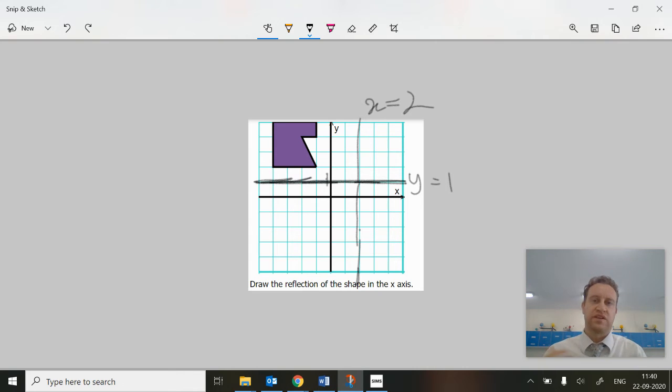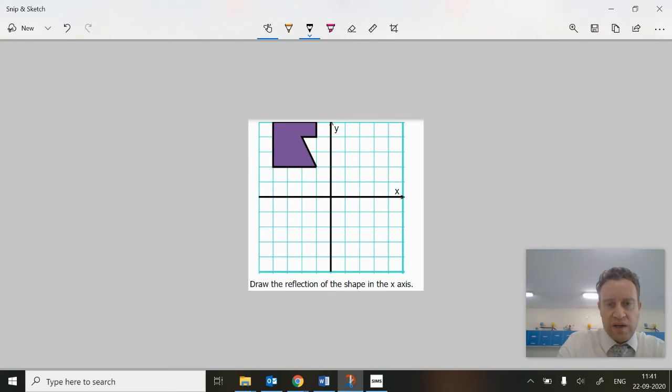Okay, so now we've got these two lines on here. If we wanted to do, say, for example, this shape reflected in y is equal to 1, then again, we just take all of our corner points, count to the line, and then count across to the other side of the line. So, for example, this cross would end up here. Okay, this cross here is now 4 to the line, 4 to the other side of the line is here. And so you can keep doing that again.